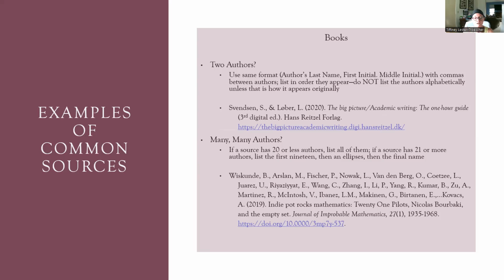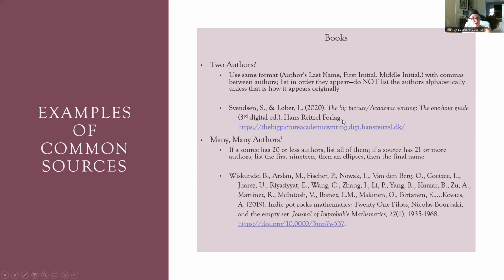Don't put the authors in alphabetical order unless that's how it appears originally. So like in our example here, the first author that's listed for this source, when I'm looking at the article and it tells me who the authors are, this person is mentioned first, Svensson. And then Lober is mentioned second. Alphabetically, Lober comes first, right? L comes before S. But I'm not going to put Lober first in my entry. You list the authors in the order they appear.